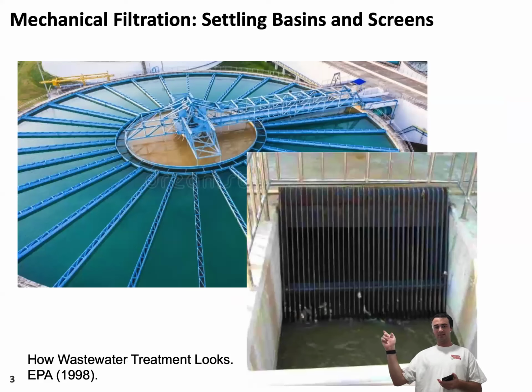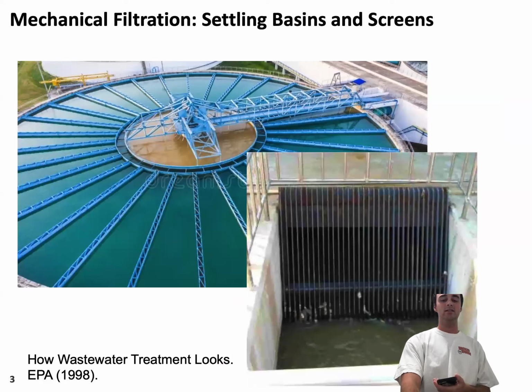And then this second image here, this round circular structure is called a primary clarifier. And basically what this does is the flow of the water gets slowed down. That way, the components of the water that are bad, the parts that you don't want, fall to the bottom, and this is called sludge. And sludge is made primarily out of inorganic and organic matter. It's considered a biomass, and this method is described by how wastewater treatment looks by the EPA in 1998.